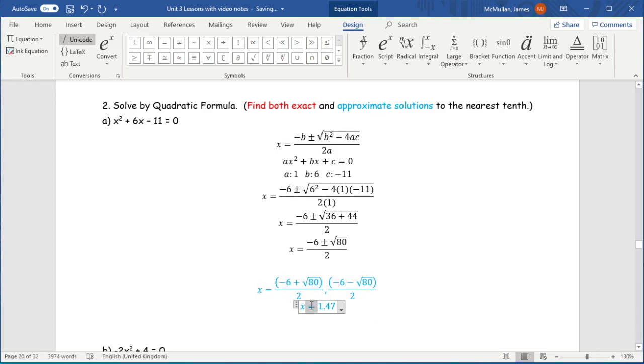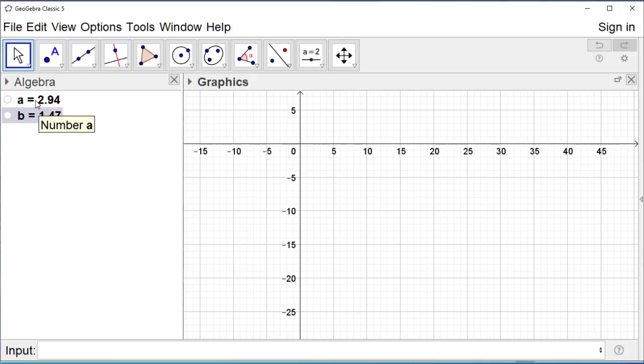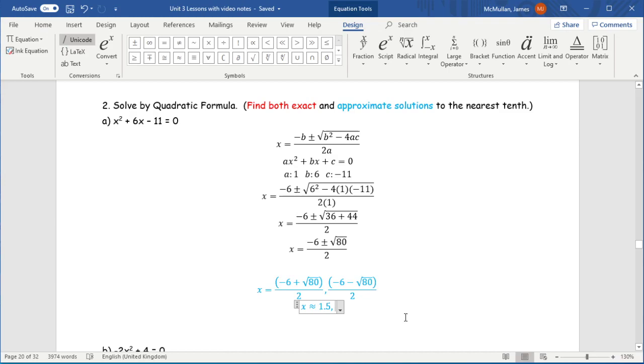So instead of keeping 1.47, I'm going to put almost equal to 1.5, right? 1.47 is 1.5. And then the other one, we'll do negative 6, take away root 80 this time, and we get negative 7.47, which I'm going to round to negative 7.5.